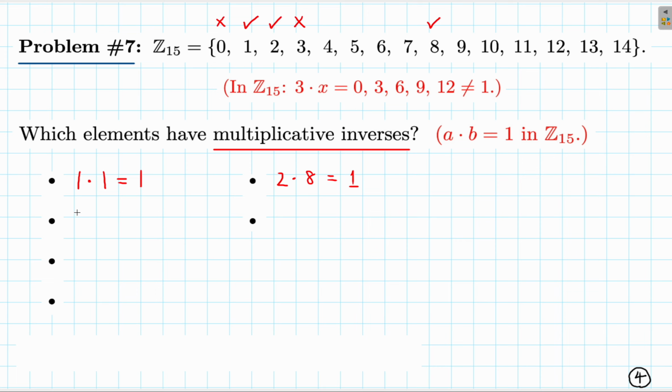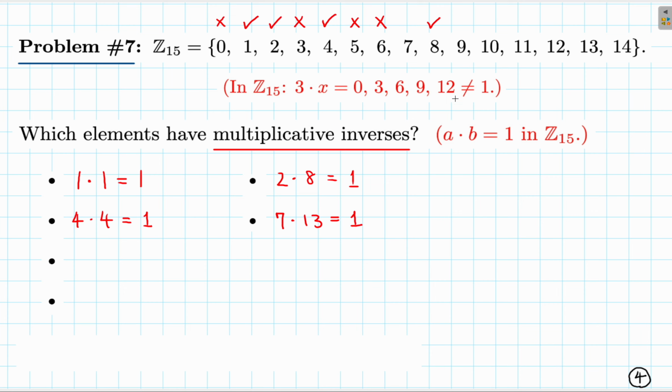What about 4? Well, 4 is its own multiplicative inverse because 4 times 4 is 16, which is 1. So 4 is good to go. Now 5 is very similar to 3. If we think about multiples of 5 in Z15, we only get 0, 5, 10, 0, 5, 10, on and on. We'll never get a 1. And I'll leave it up to you to see that multiples of 6 will never give us 1. How about 7? Well, 7 times 13 is 91, which is 1 more than 90, which is a multiple of 15.